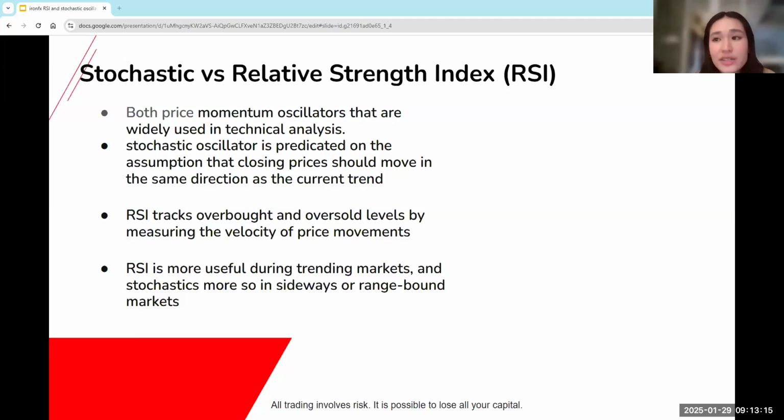Meanwhile, the RSI tracks overbought and oversold levels by measuring the velocity of price movements. So in other words, the RSI was designed to measure the speed of price movements, while the stochastic oscillator formula works best in consistent trading ranges. Okay, great. Thanks, everyone. So in general, the RSI is more useful during trending markets, and stochastic is more useful in sideways or range-bound markets.